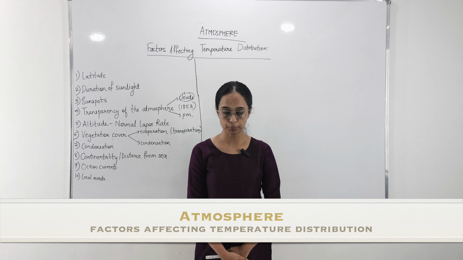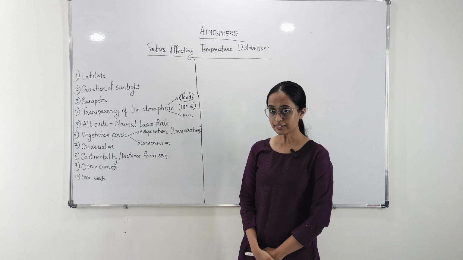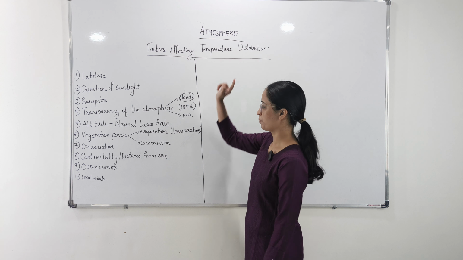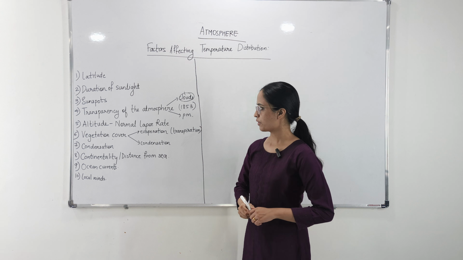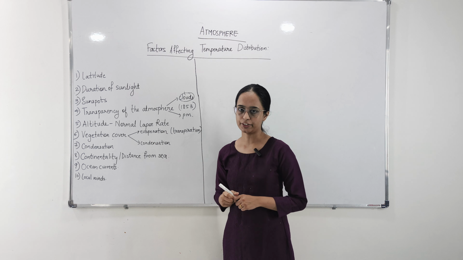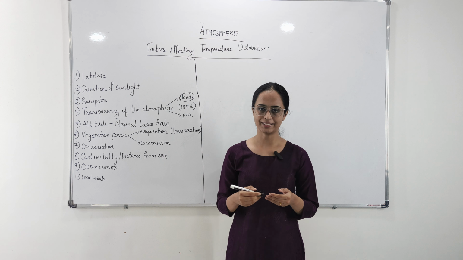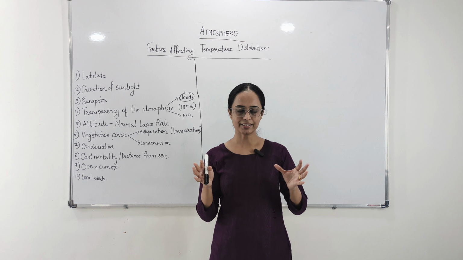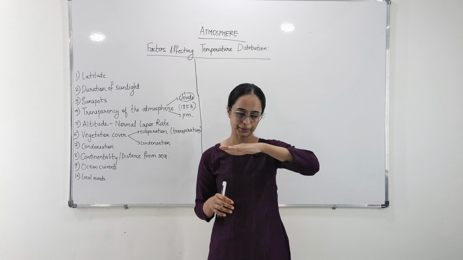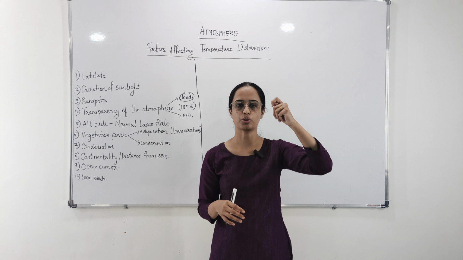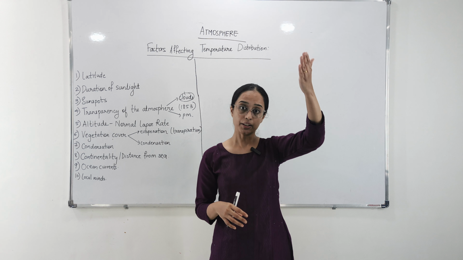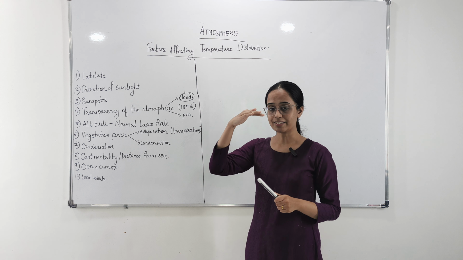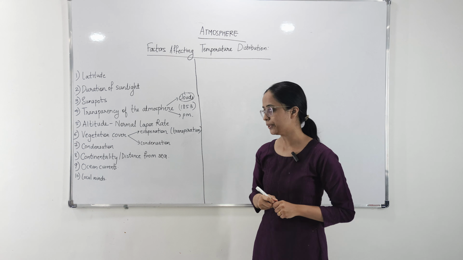In today's class, we will be learning about the factors that affect the temperature distribution across the earth. So let us start. The first one is latitude. Now, what is latitude? Basically, as we have seen in the previous video, our earth is divided as per the equator, and then you have your Tropic of Cancer, you have the poles. So that is nothing but the latitudinal arrangement of the earth.